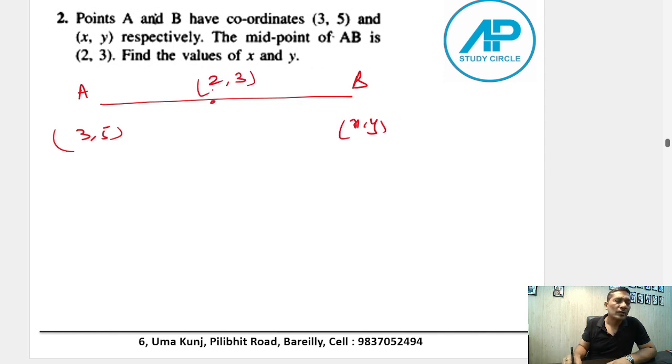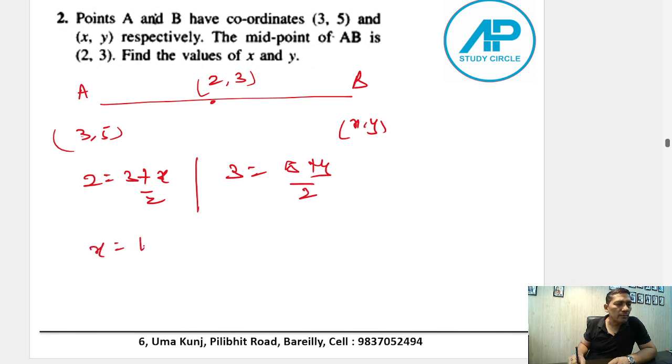Now I have the idea that 2 is the midpoint of 3 and x, and 3 is the midpoint of 5 and y. So if I don't write even the formula, 2 equals 3 plus x upon 2, and 3 equals 5 plus y upon 2. x is giving me 1 and y is giving me 1. The coordinates of point B is 1 comma 1. The diagram makes the question very easy.